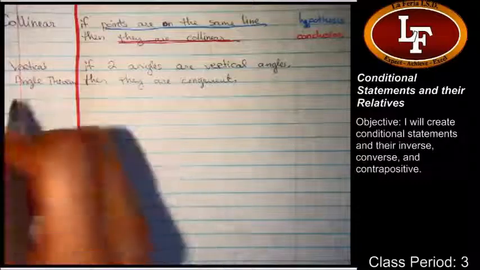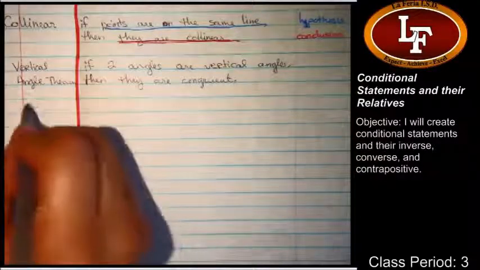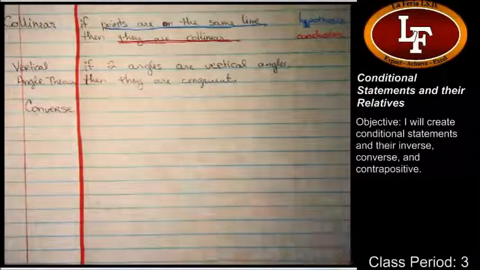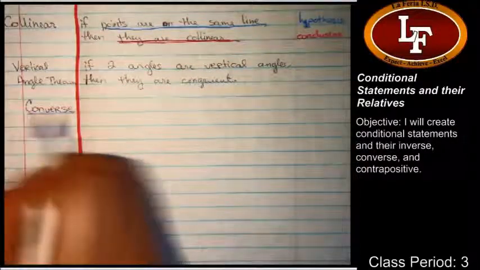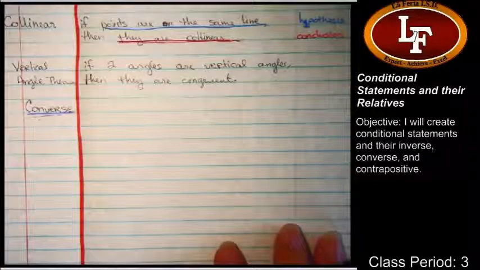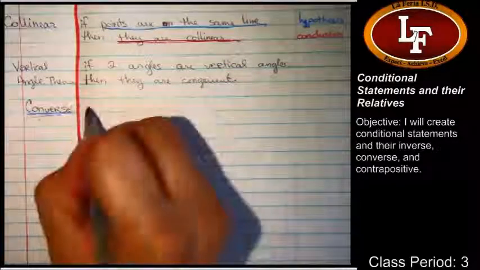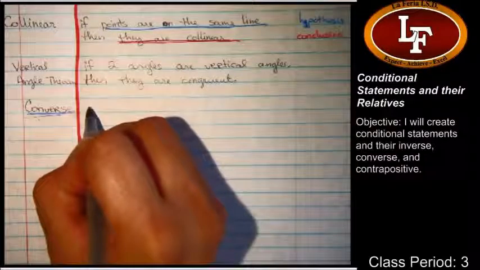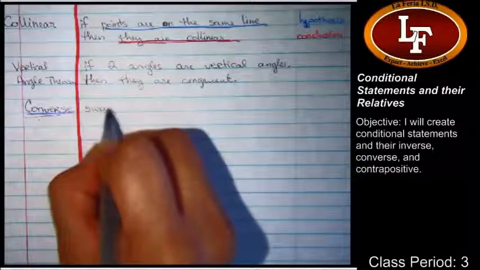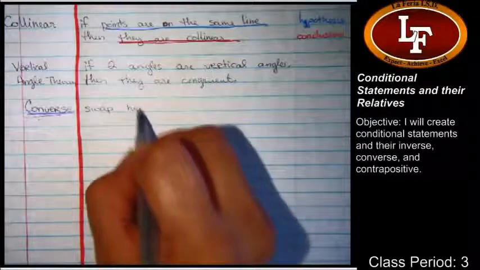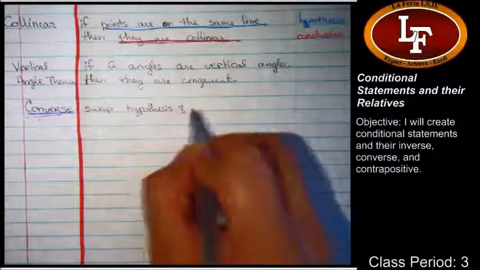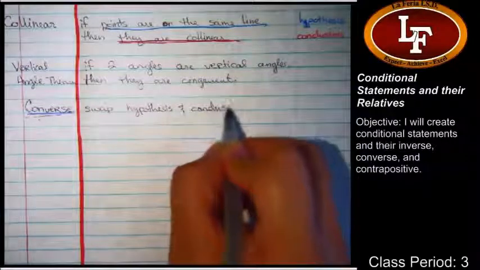All right. So let's go into the relatives. And the first relative that I want to practice is the converse. What was the converse according to that video? Do you remember? The converse takes the conditional and switches the hypothesis and conclusion. So it takes the original conditional and switches the hypothesis and the conclusion. We're going to write it down again so that we remember, and shorten that to say swap hypothesis and conclusion.